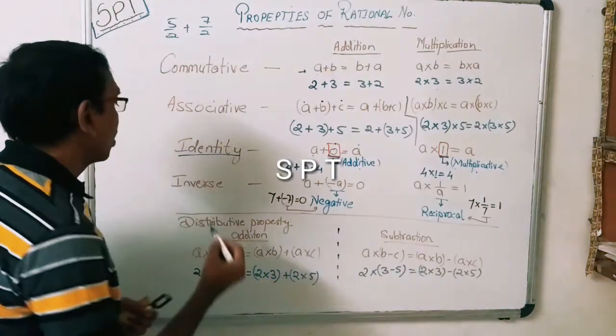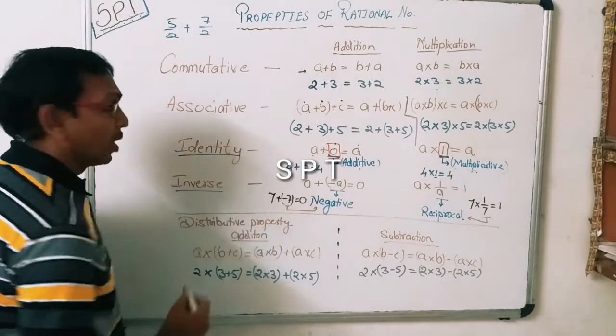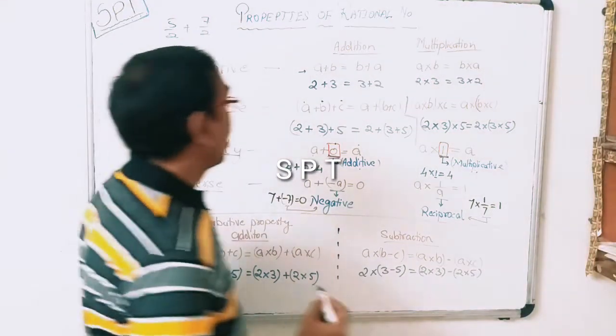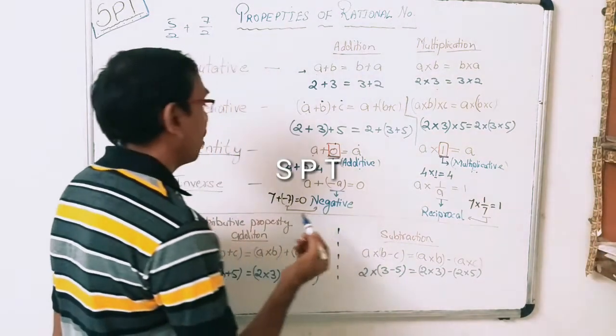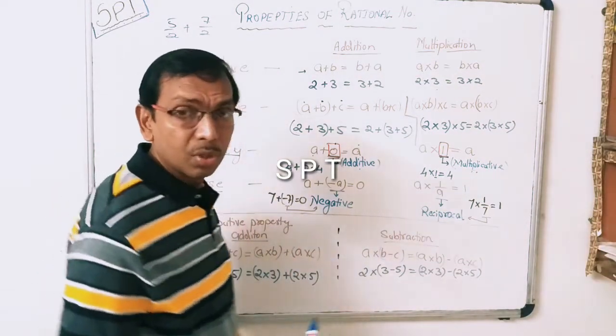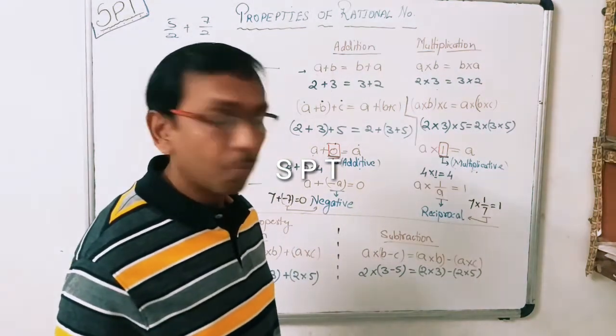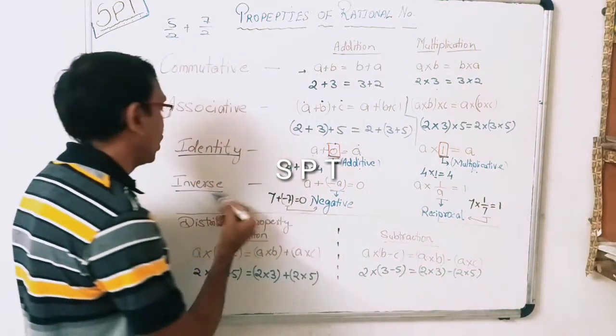Next property for consideration is inverse. Now what is another name for additive inverse? It is negative. So what is the definition of inverse?